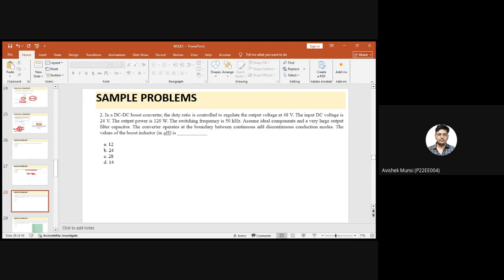fine. Next, in a DC-DC boost converter, the output voltage is regulated to 48 volt. The input voltage is 24 volt. Output power is 120 watt. Switching frequency is 50 kilohertz. So assuming all the components are ideal, what will be the value of the boost inductor?